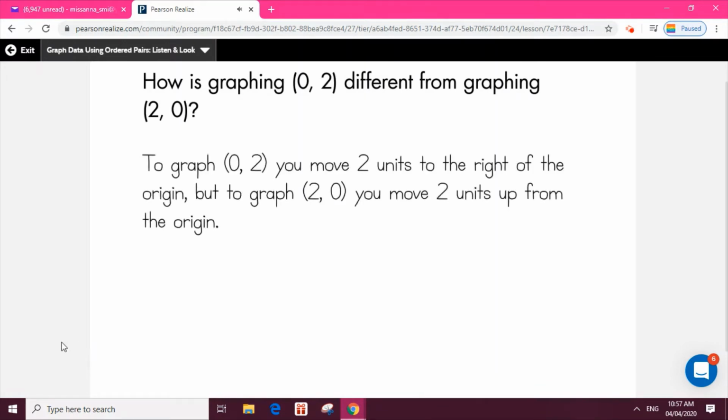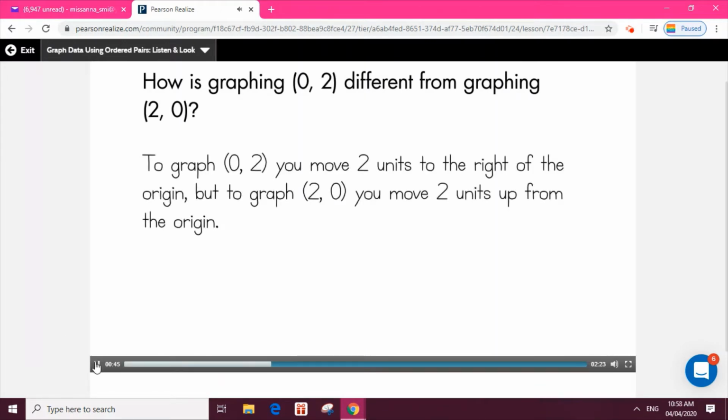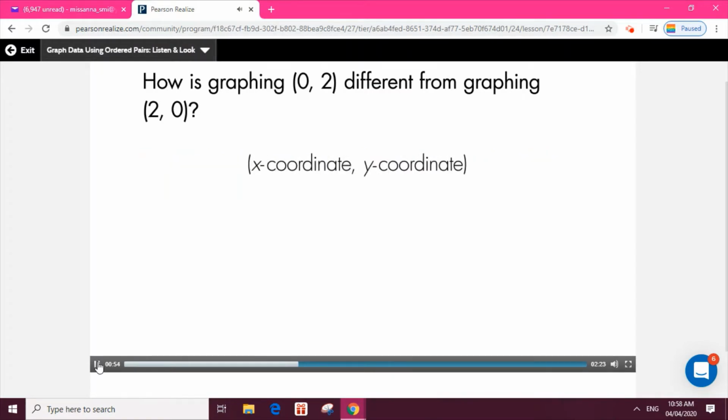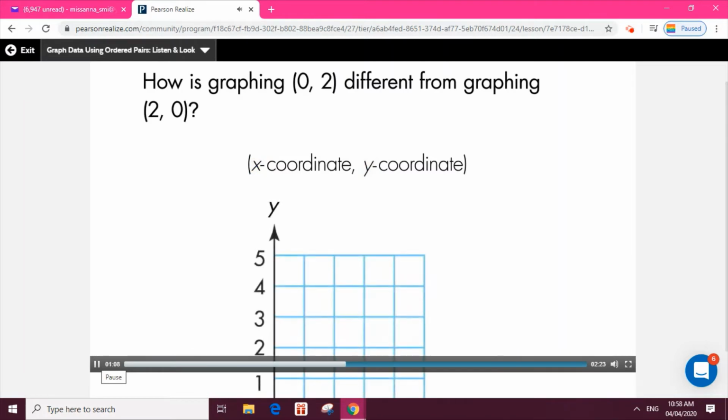Listen and look for students who reverse the coordinates, thinking that the first coordinate describes movement up and the second coordinate describes movement right. Review with these students that the first number in an ordered pair is the x-coordinate and the second number is the y-coordinate. Point out that the order of the coordinates is the same as the order of x and y in the alphabet. Also, review the axes on a coordinate grid.